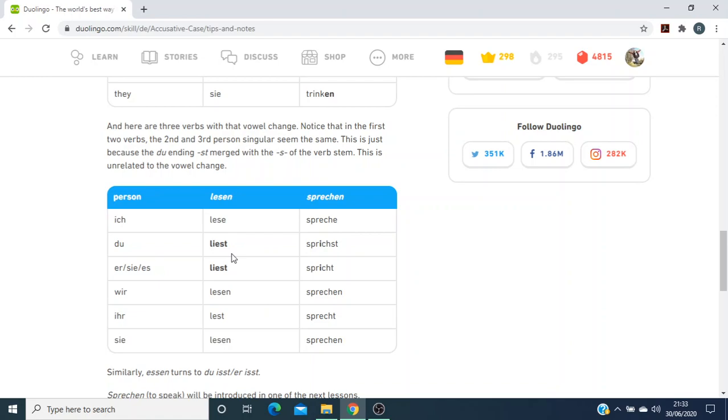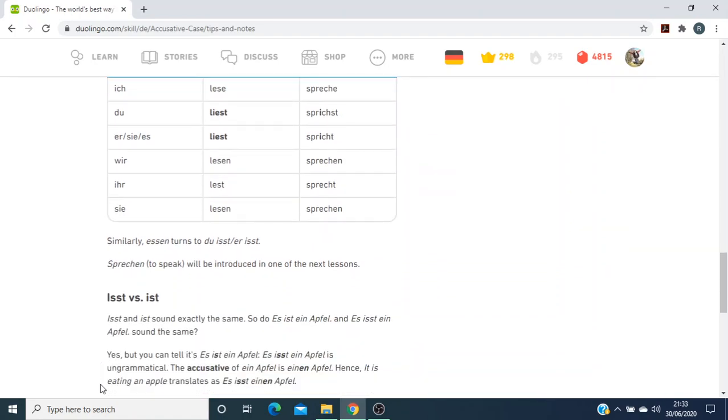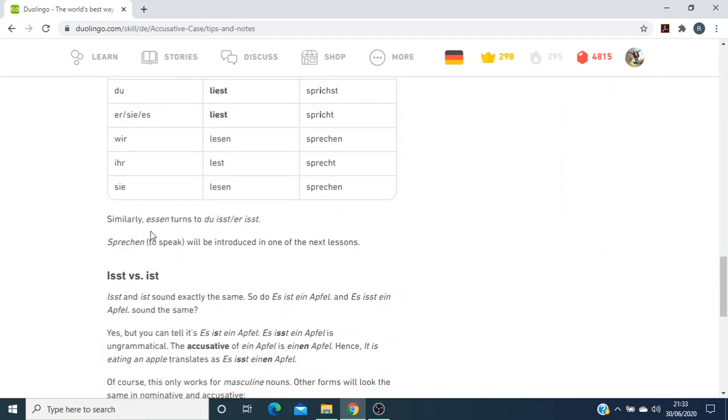So yeah, if you do come across irregular verbs, the likelihood is that the only bits that will be irregular in the present tense would be the second and third person singular section. And here's another example. Sprechen, to speak. Ich spreche. Du sprichst. Sie es spricht. Wir sprechen. Ihr sprecht. Sie sprechen. And another example here. Similarly, essen turns to du isst.